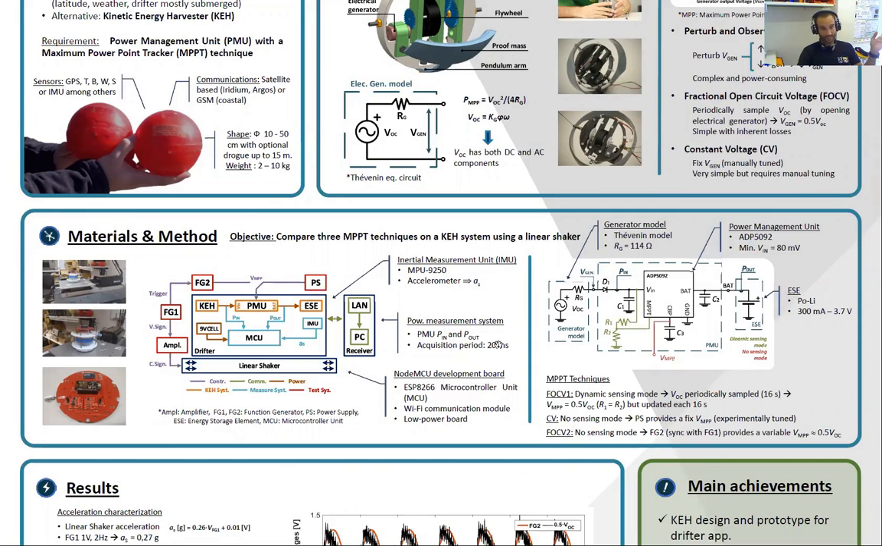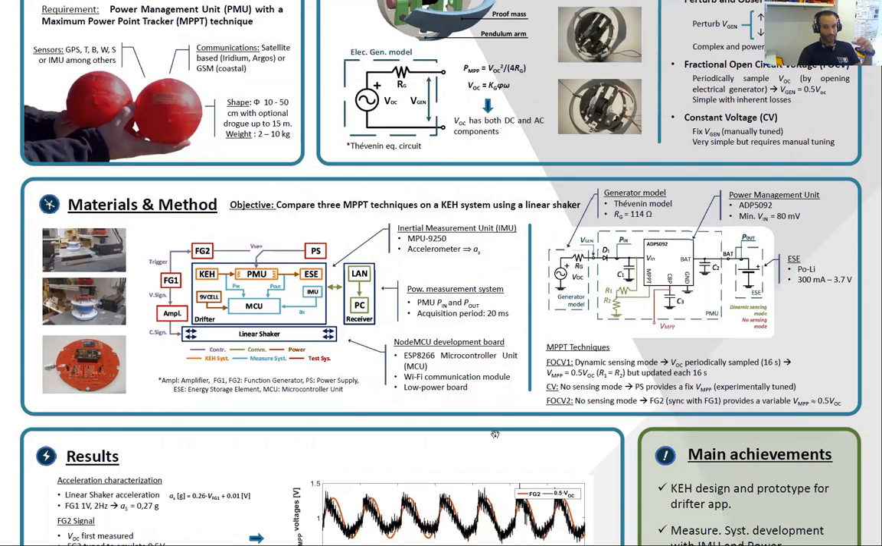And as these 16 seconds may be too slow for the current kinetic energy harvester dynamics at sea, a second technique was used. We used another function generator synchronized with the shaker movement that provides a simulated MPPT signal, and we tuned this signal to match half of the open circuit voltage. Finally, a third technique providing a fixed reference as the MPP voltage.